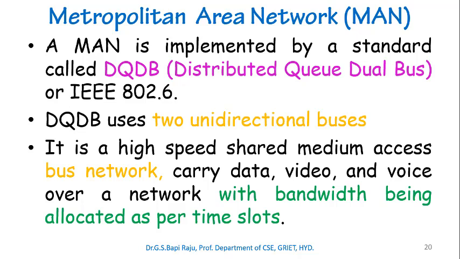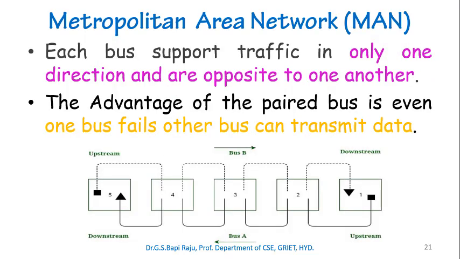And DQDB uses two unidirectional buses. It is a high-speed shared medium access bus network, carrying data, video, and voice over a network with bandwidth being allocated as per time slots. So every user is allocated a specific time slot so that they can communicate with each other.